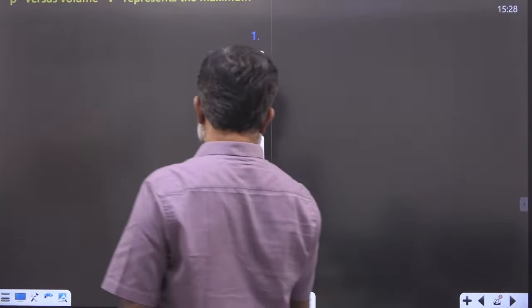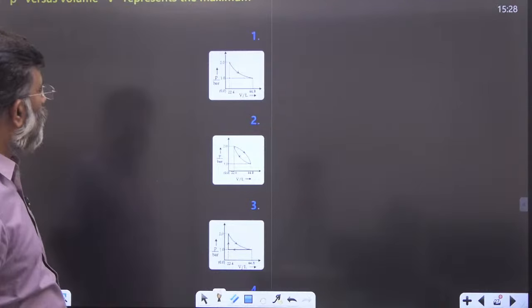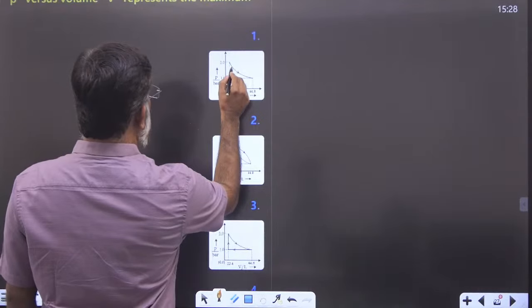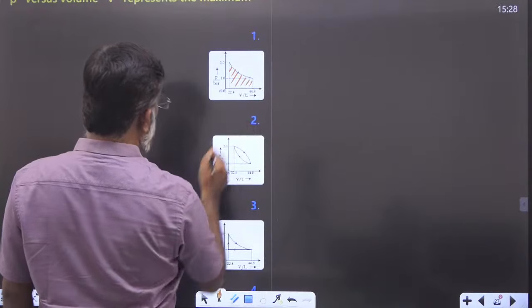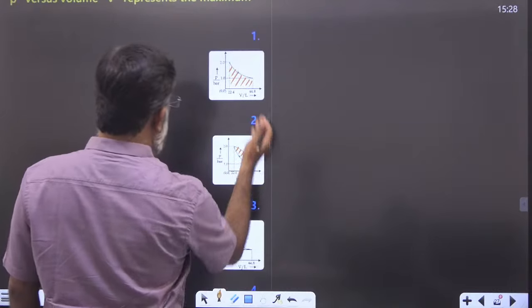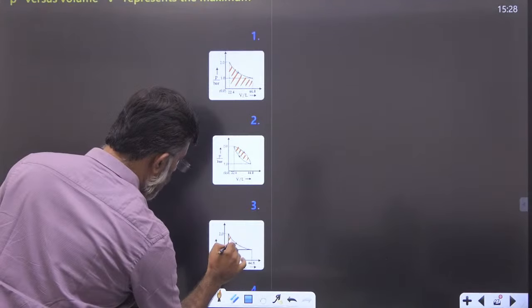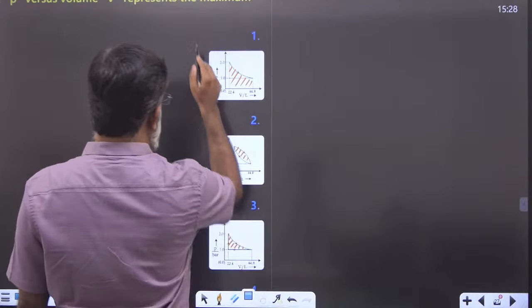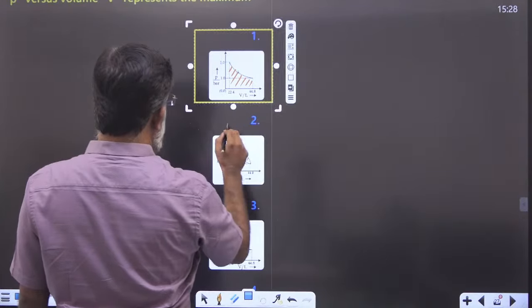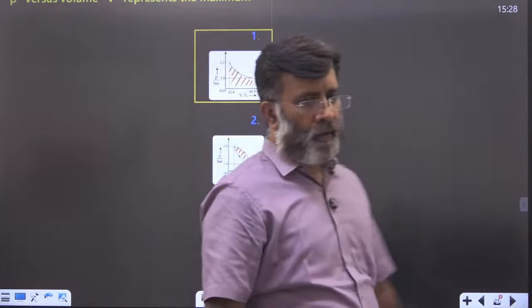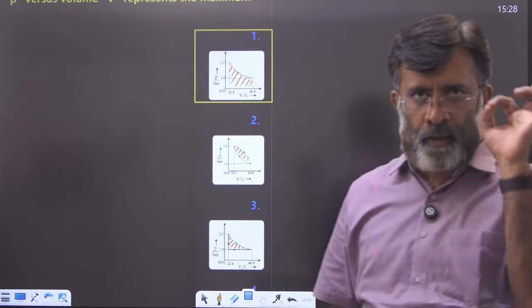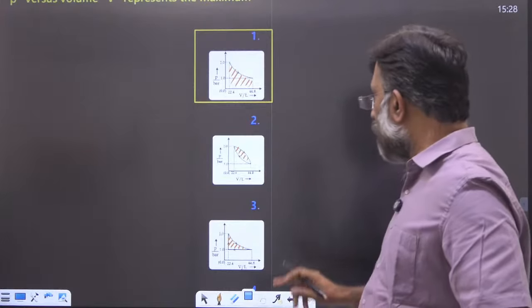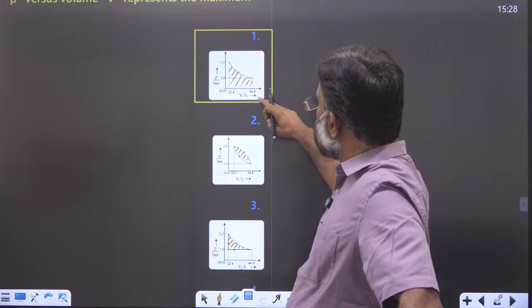What about the others? Maximum work done. Here work done is this. So definitely the first one. First one is the answer. Work done is equal to the area under the graph. All graph scales are identical.